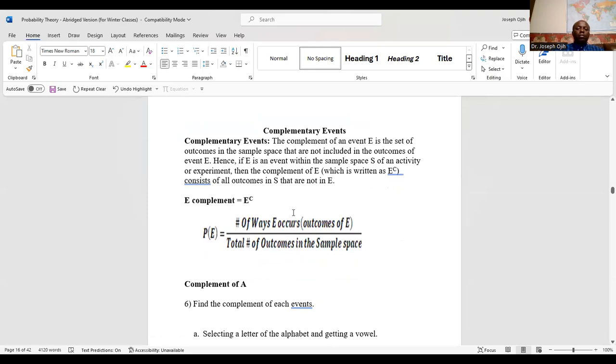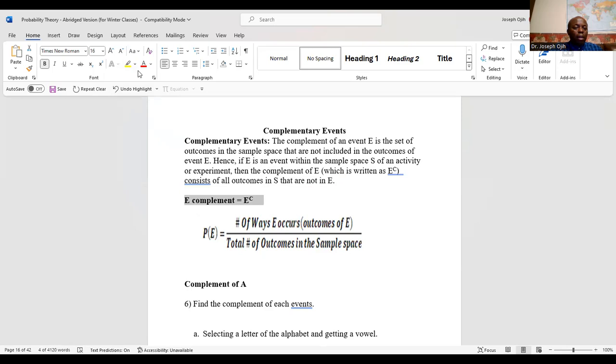Now, the complement of an event E is the set of outcomes in the sample space that are not included in the outcomes of event E. That means basically it's a way of saying the opposite. For example, the complement of you being in class here with me is you not being in class. The complement of sitting down is standing up. So complement is basically the opposite of something.